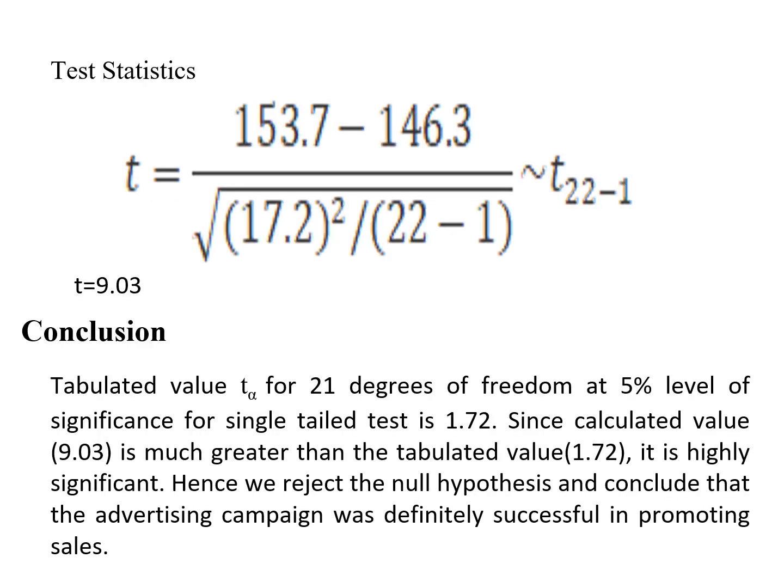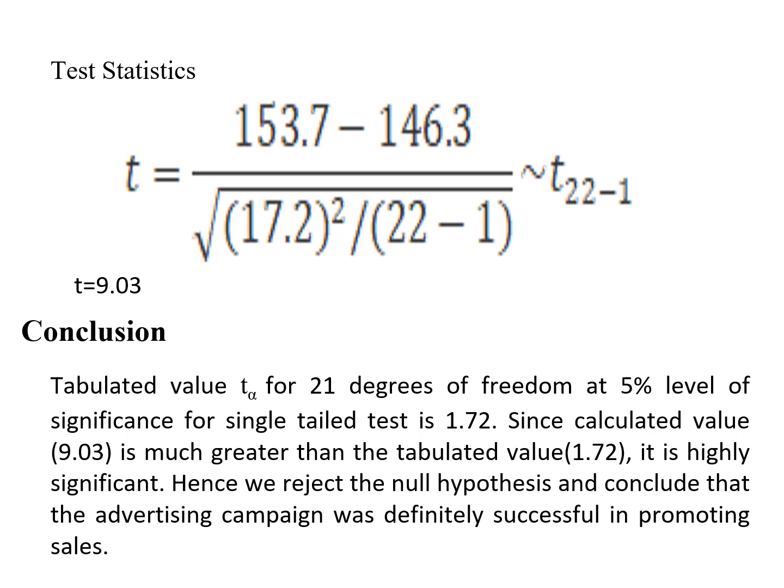The next, fourth step is the test statistic. Small t equals, we know the one sample t test formula, x bar minus mu divided by the square root of s squared divided by n minus 1, which follows n minus 1 degrees of freedom. We substitute all the values: x bar is 153.7 minus mu, which is 146.3.